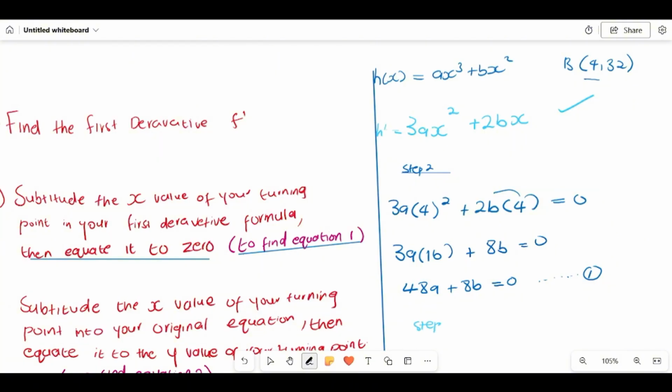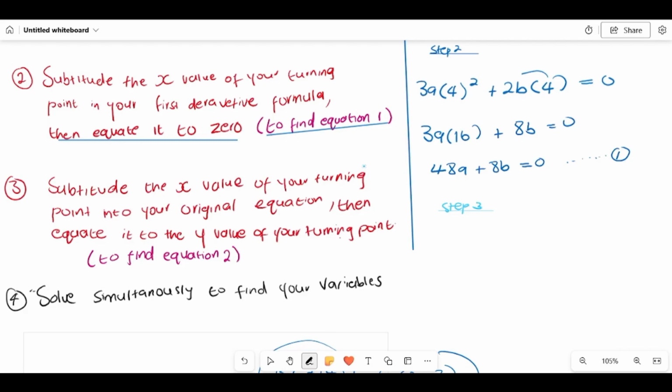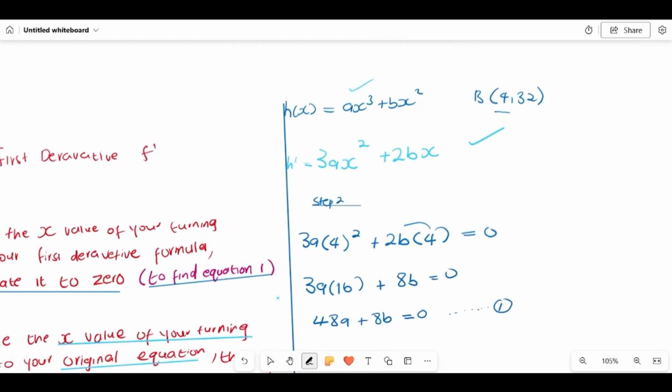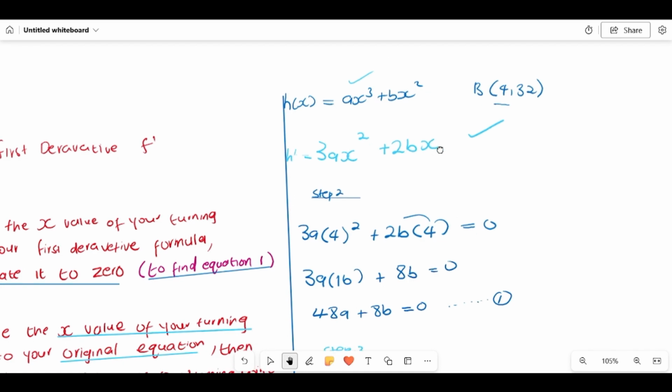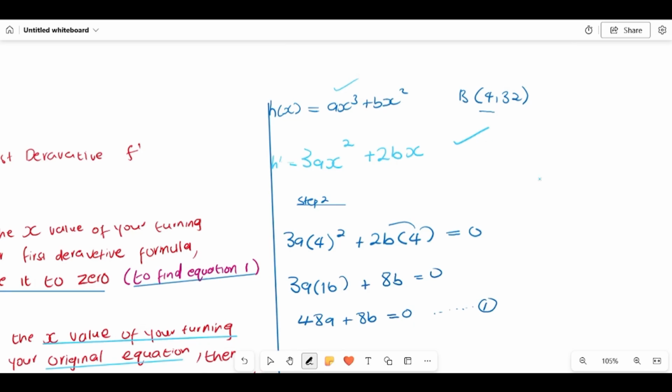I'm done with the second step. Now let me look at the third step. Now, step 3, I need to substitute the x value of my turning point in my original equation. All right. So now here is the original equation here. And I need to substitute my x value in this equation. So let me do so. I have a, and my x value of my turning point, as I've mentioned, it's 4.